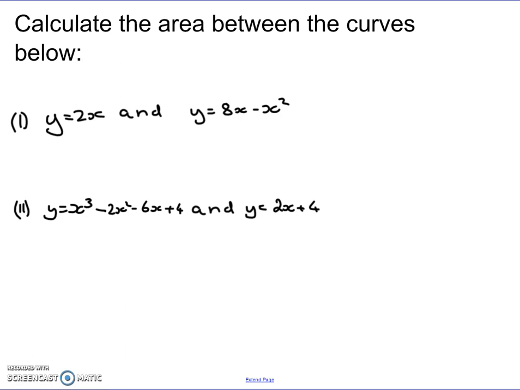So the first one is the line y equals 2x and the curve y equals 8x minus x squared. And the second one is y equals x cubed minus 2x squared minus 6x plus 4, and the line y equals 2x plus 4. So pause the video and have a go.